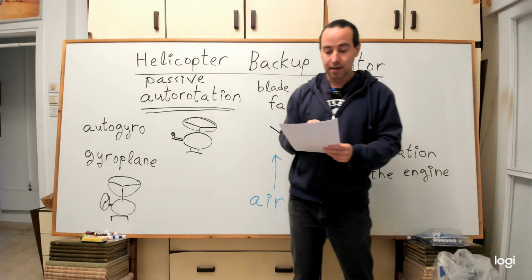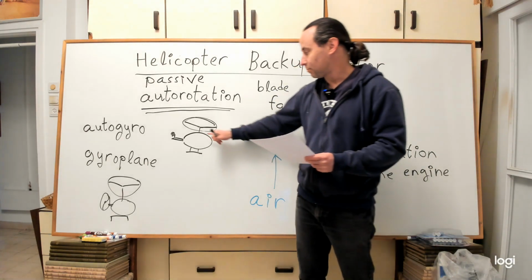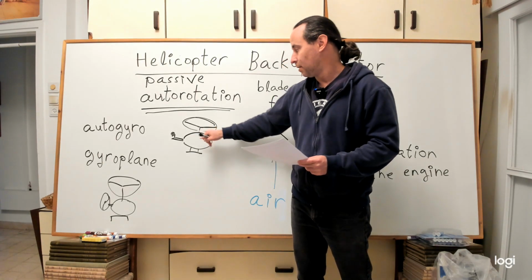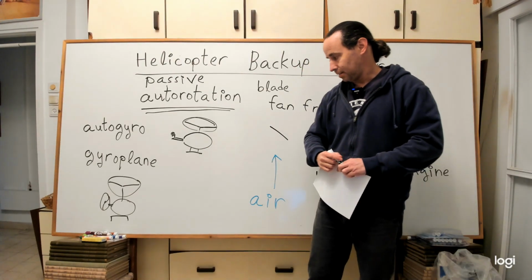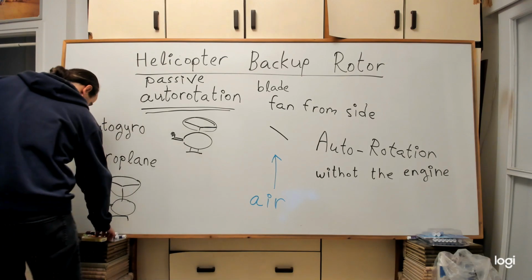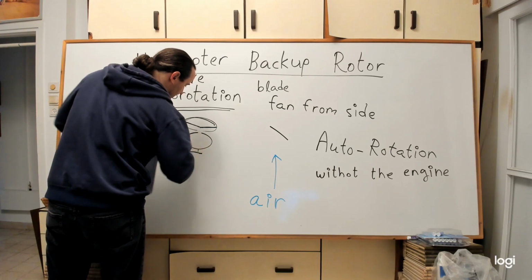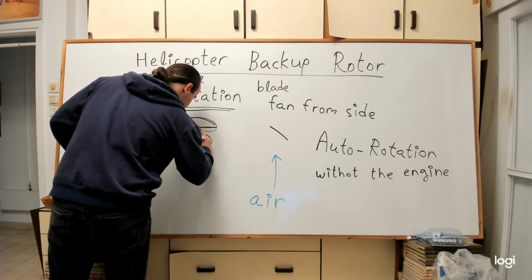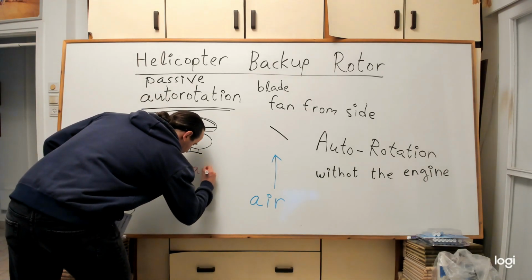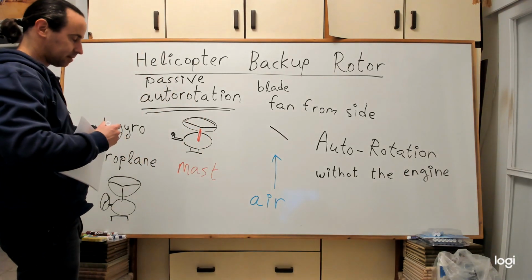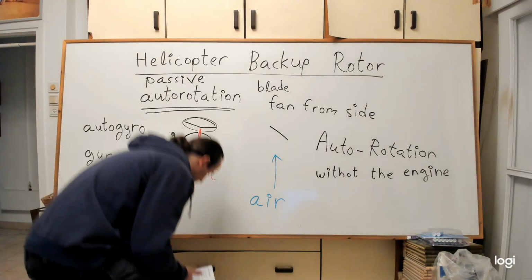But what happens if the helicopter loses its big rotor completely? What happens if we have a malfunction here and the whole mast, this part, this is the mast? And what happens if the mast breaks? It's like the axis.